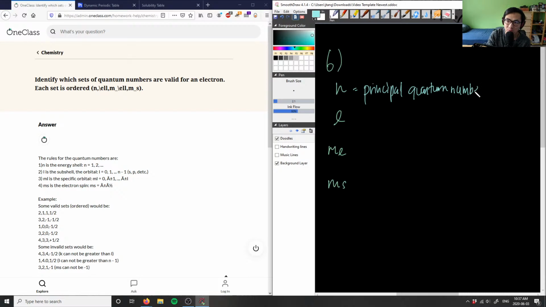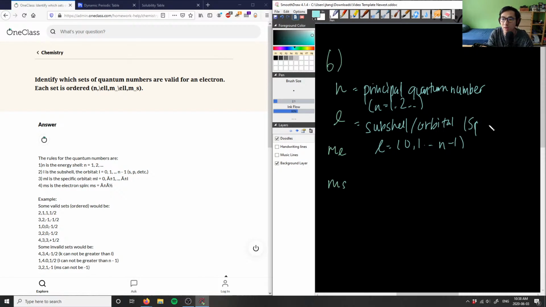And this determines the number of shells that our electron has. So n could be 1, 2, and so on and so forth, like they did here, which is great. L here is the orbital, or the subshell. L can be from 0 to 1 all the way up to n minus 1. And this determines the orbital here. So this is either S, P, D, or F orbitals.